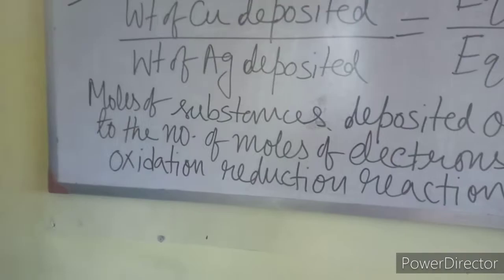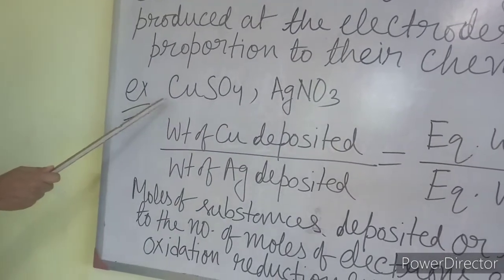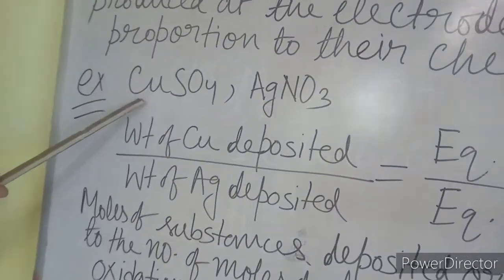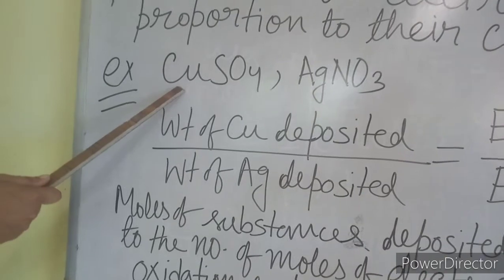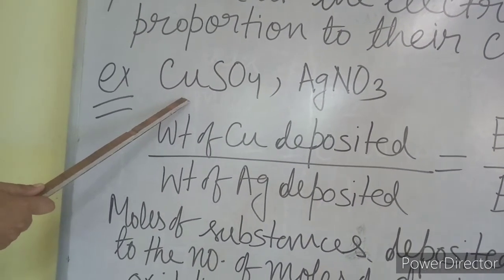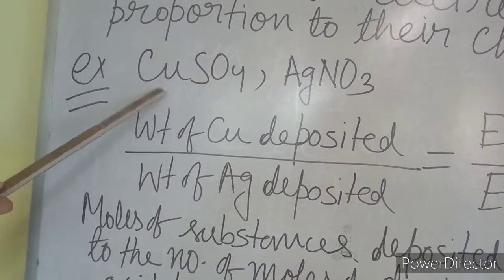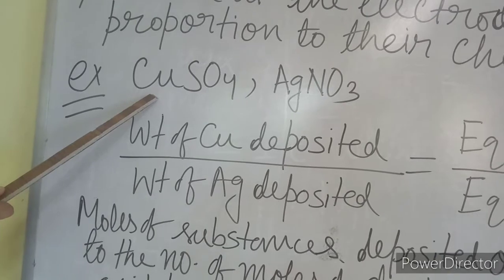For example, if I take the example of copper sulfate, in case of copper sulfate, the number of electrons: Cu2+, that means it is liberating 2 electrons. So, in terms of mole, I can say 2 moles of electrons are exchanged during the oxidation reduction reaction.